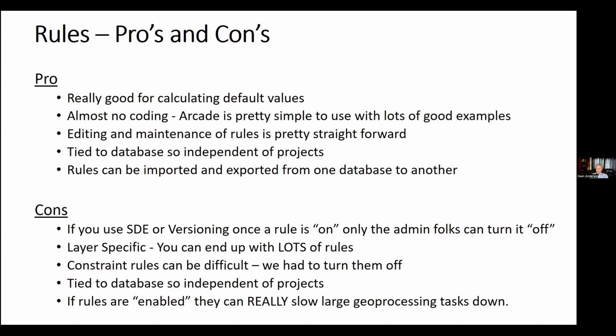So think about rules as always on. It can be layer specific. So if you're going to replicate the rule across lots of layers, you're going to end up with lots of rules. And like I say, we have turned the constraint rules completely off. It only has to happen 1 out of 10 times, and we just can't use them. What you would think of to do in a constraint rule, you can do within tasks or within tools, and it just seems to work better.